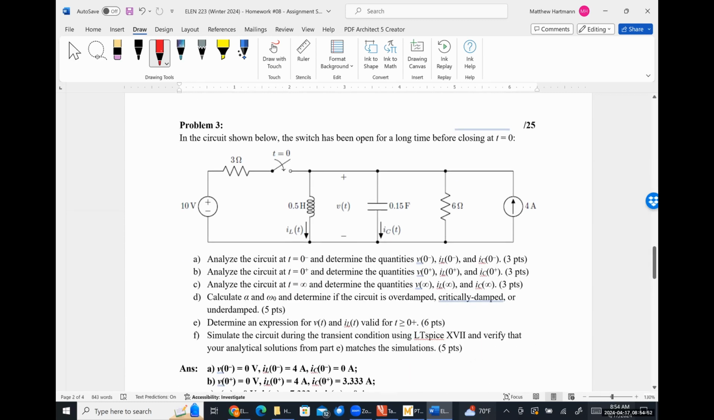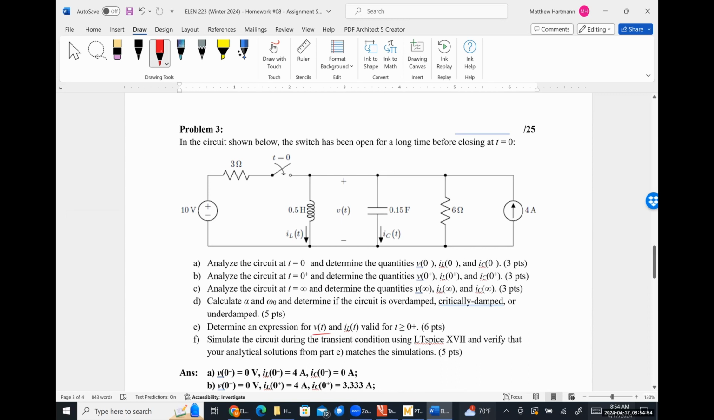When we look at this guy right here, we're trying to find V and IL. So I would argue that we should find IL because V is also the voltage drop across an inductor. So we would just have IL as our first equation, VL as our second equation. We don't need to do anything extra there.